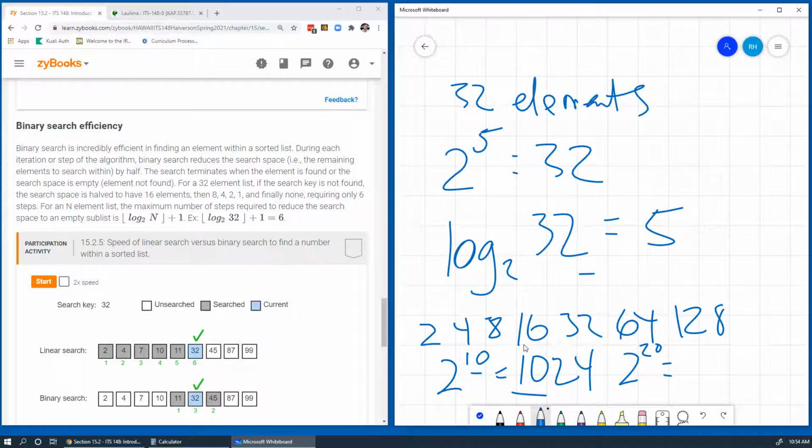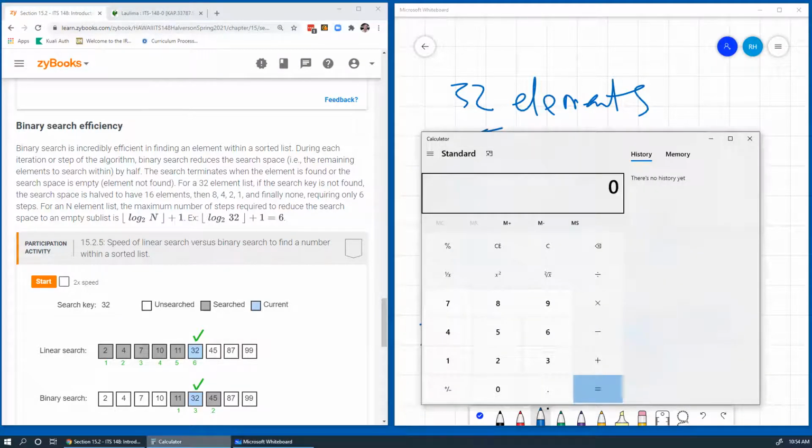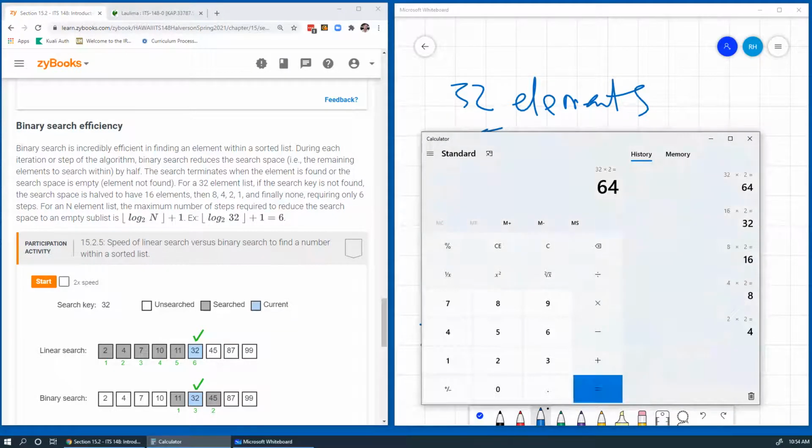2 to the 20th power. Can I do powers on this? I think maybe I can, but it's 2 times 2. Can I just do this? Yeah. Okay, 32, 64.